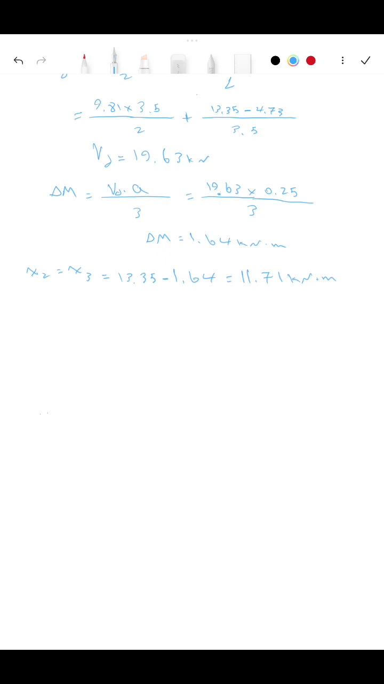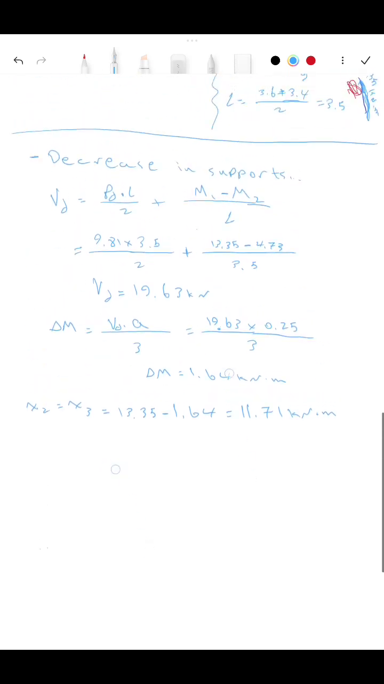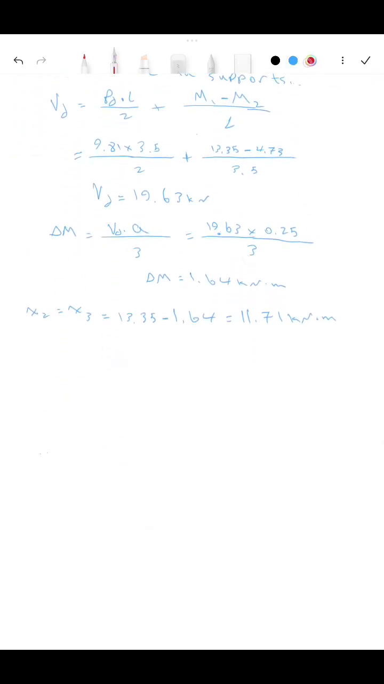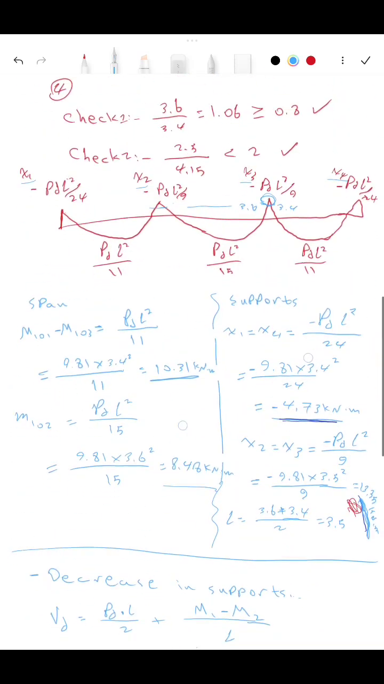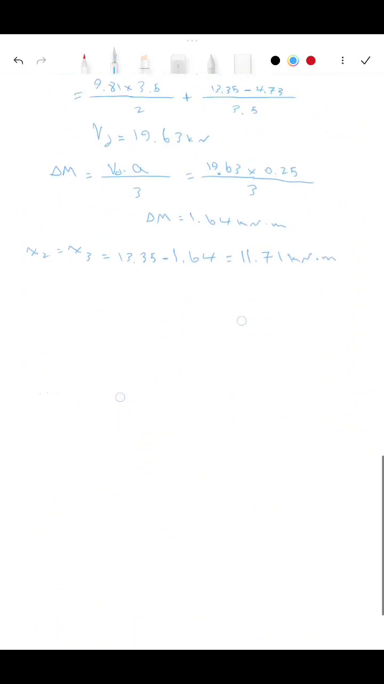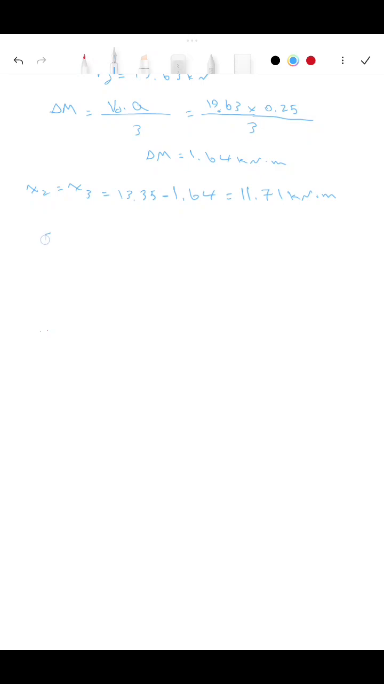Okay, after this point, before we start the design and we draw the moments, we can check the shear quickly. So after this point, we have the shear check. Now step 5, yes, shear check.